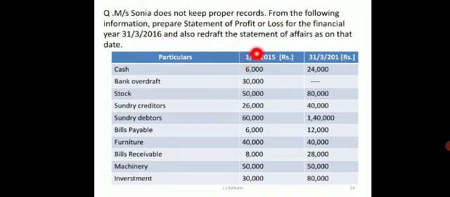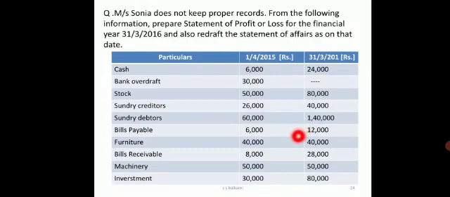So you are having the particulars, the opening balances, and the closing balances. The assets and liabilities are given here. Cash 6,000 and 24,000, bank overdraft 30,000 and nil, stock 50,000 and 80,000, creditors 26,000 and 40,000, debtors 60,000 and 1,40,000, bills payable 6,000 and 12,000, furniture 40,000 and 40,000, bills receivable 8,000 and 28,000, machinery 50,000 and 50,000, investments 30,000 and 80,000. So this is the list of assets and liabilities that Messrs. Sonia are having. We'll just go through the assets and liabilities once more.